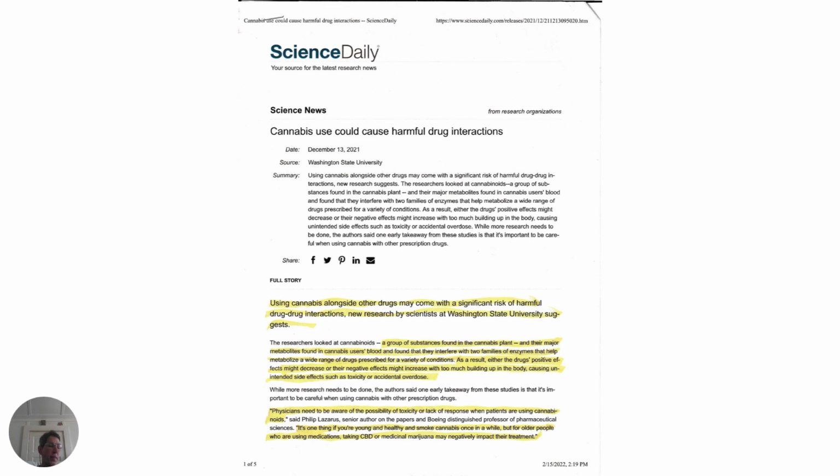We're right here in the article. Physicians need to be aware of the possibility of toxicity or lack of response when patients are using cannabinoids, said Phil Lazarus, senior author on the papers, and Boeing distinguished professor of pharmaceutical sciences. It's one thing if you're young and healthy and smoke cannabis once in a while, but for older people who are using medications, taking CBD or medicinal marijuana may negatively impact their treatment.